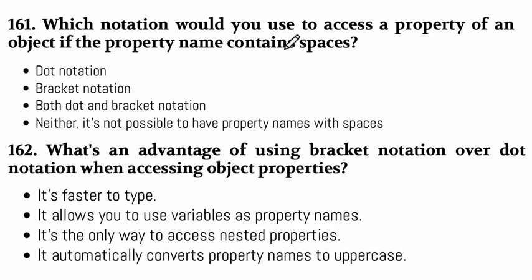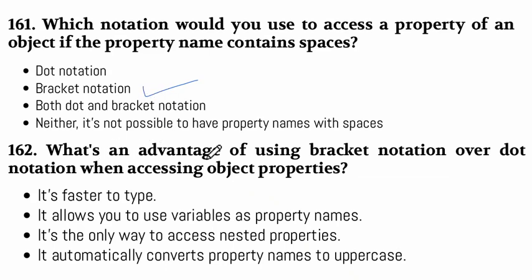Which notation would you use to access the property of an object if the property name contains spaces? So we're gonna use the bracket notation if the property contains spaces inside the object. So the bracket notation is the correct answer.